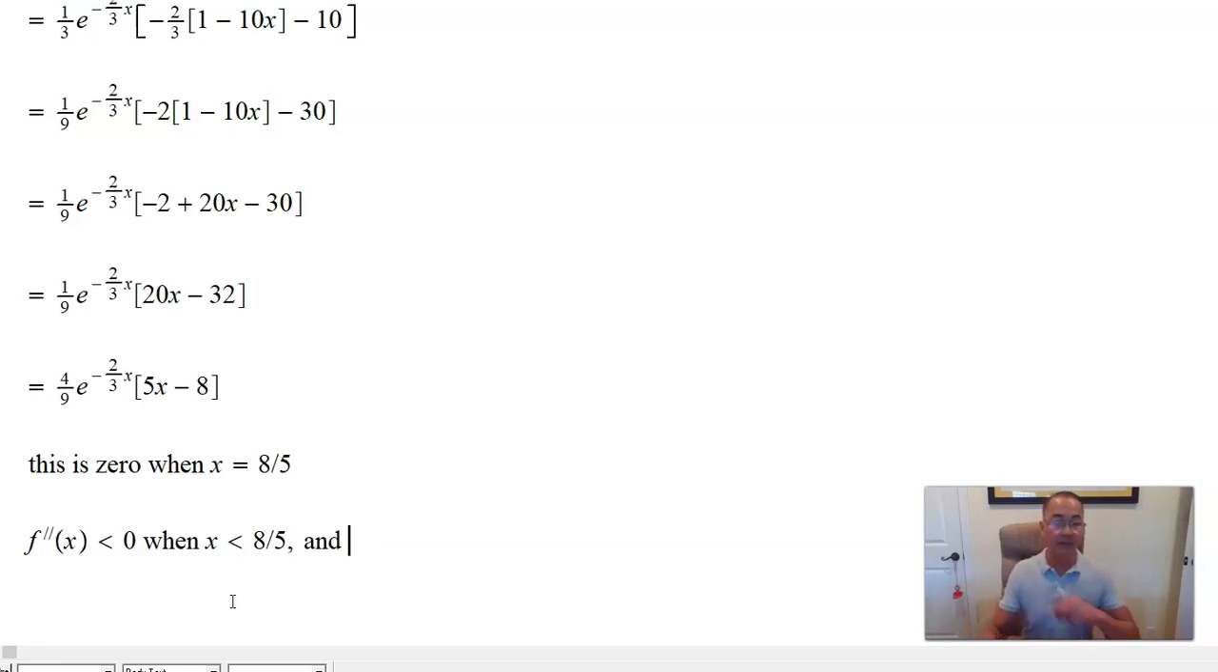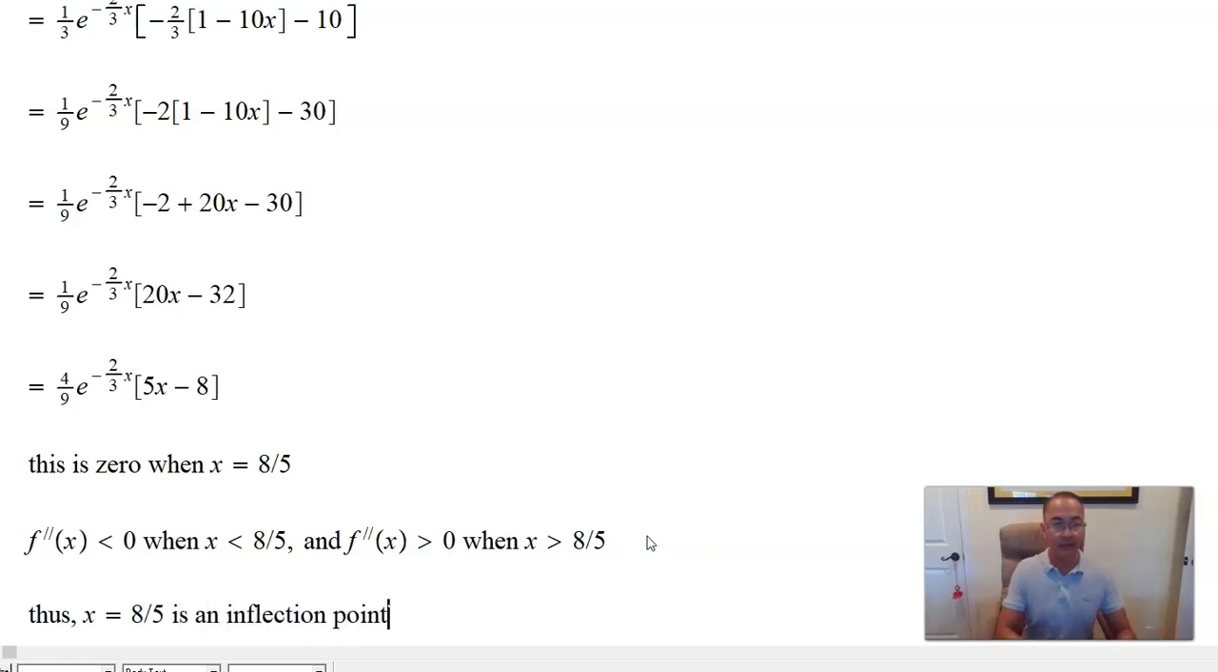And if you plug in something bigger than 8 over 5, so how about 2? Okay, just to check. When x is 2, you get 10 minus 8, positive 2, positive. Okay, so it flips. The second derivative is positive when x is greater than 8 over 5. Excellent. So the second derivative changes sign at 8 over 5. We get what's called an inflection point. So therefore, thus, x equals 8/5 is an inflection point.